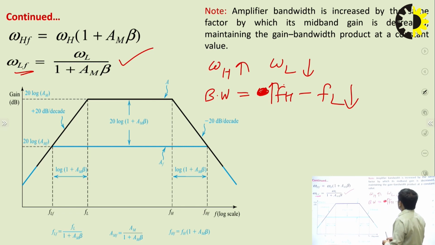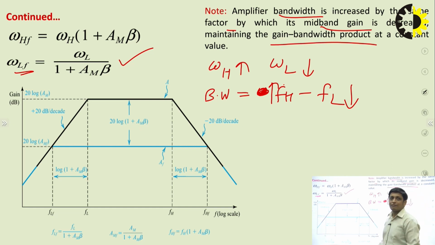One more thing, you have seen that the amplifier bandwidth is increased by the same factor by which its midband gain is decreased. Agree? Because the midband gain AM is decreasing by the factor 1 plus AM beta and the bandwidth is increasing by the factor 1 plus AM beta. So the gain bandwidth product is maintained at a constant value. Ultimately we will get the same gain bandwidth product because gain is decreasing and bandwidth is increasing.